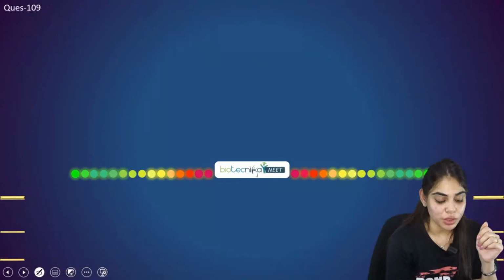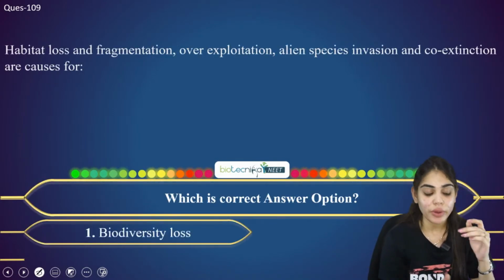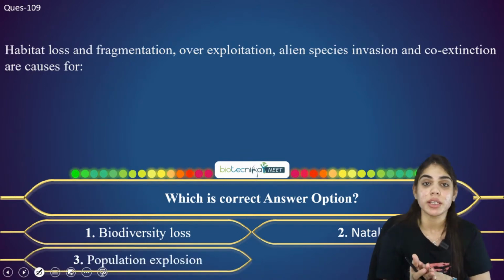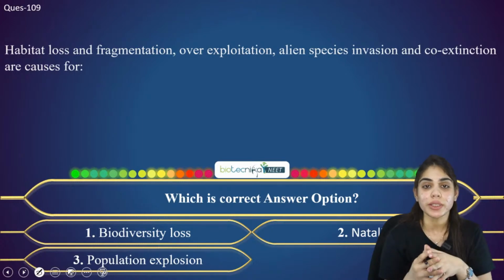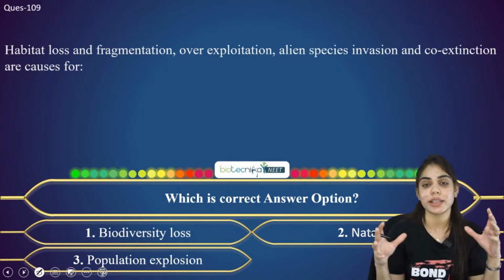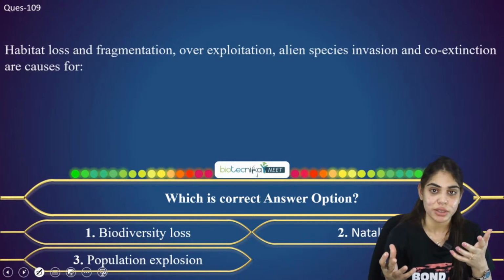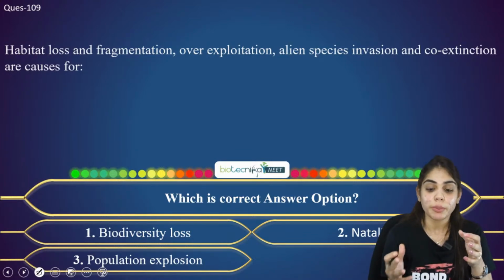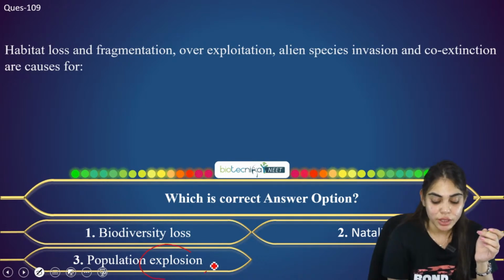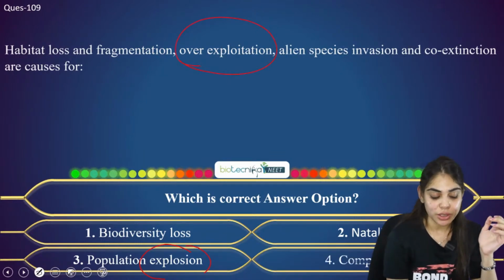Now let's move to question 109. Habitat loss and fragmentation, overexploitation, alien species invasion, and co-extinction. They are the causes for what? Now we all know that if there is a population explosion, meaning more individuals in a community, it will cause overexploitation of resources. That means all resources will go. This overexploitation of resources is because of the population explosion.